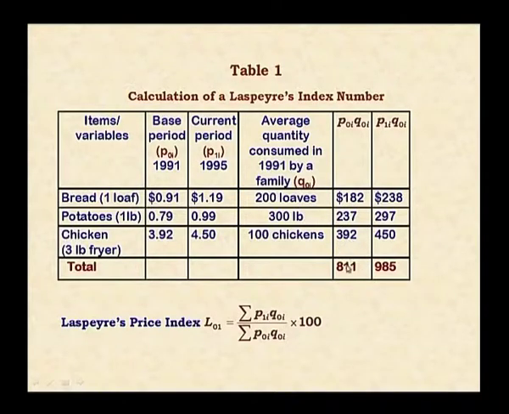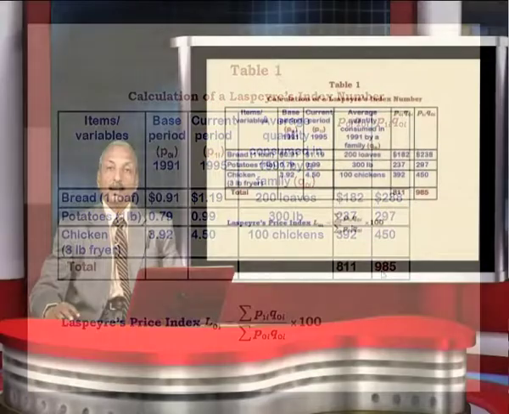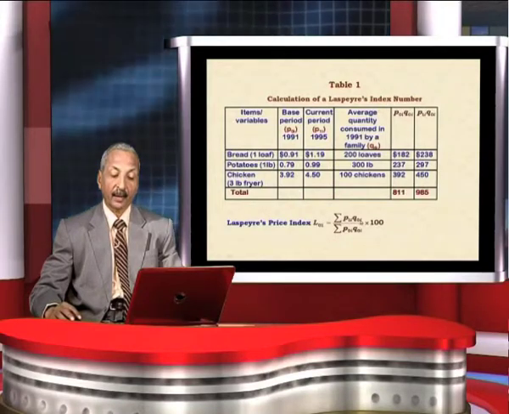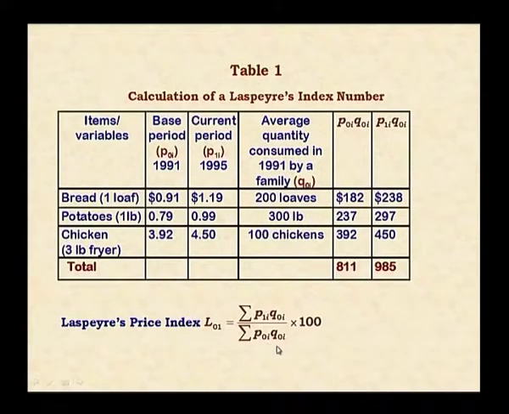column, and the total gives me summation P0i times Q0i, and the next column similarly is of the product P1i times Q0i, and the sum of this is sigma P1i times Q0i. So, substituting the values of sigma P1i Q0i and sigma P0i Q0i as 985 and 811 gives me the value of the Laspeyres price index number.